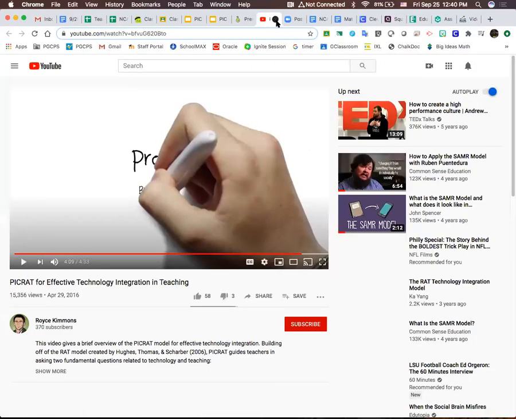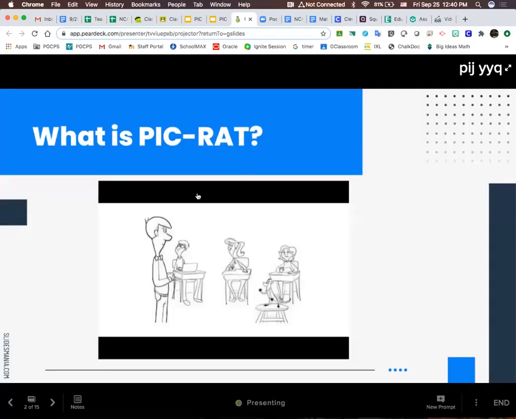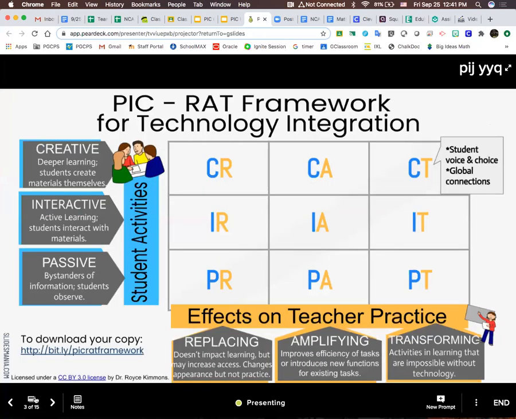All right, so I hope that introduction was helpful if you've never heard of PIC RAT before. You may have heard of SAMR, which is very similar, or the TPACK framework. And so this is exactly what it is. It's a framework for technology to help us as teachers continue to improve our lessons for our students, right? And so, as he said at the end, no box is necessarily bad if you are there some days. The key is just to continue to improve.